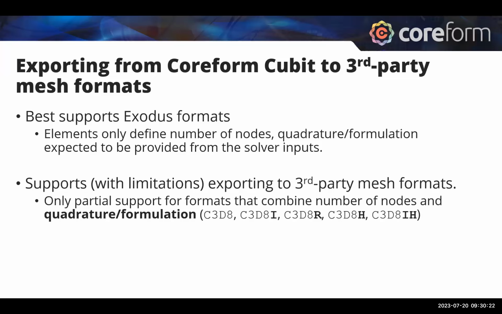Many of you might be aware that there are third-party mesh formats such as Abaqus that combine nodes and quadrature or formulation information into the mesh or into the element type. So, for instance, a C3D8 is a hex 8. C3D8I is a hex 8 with incompatible modes, R is reduced integration, H is hybrid, IH is incompatible modes with a hybrid formulation, which you might be using for explicit analyses like explicit dynamics, or maybe a problem with nearly incompressible materials. You will need in those formats to then modify the element formulation output from Cubit to match the specific formulation that you need for your code. So that's just one big note I want to make sure is clear.